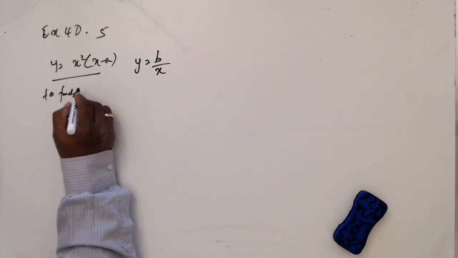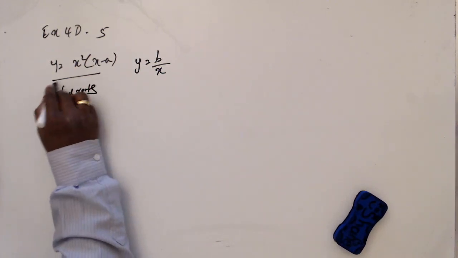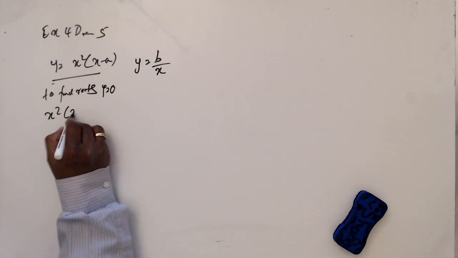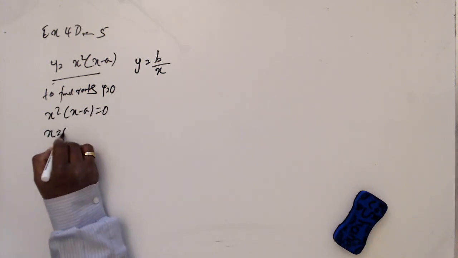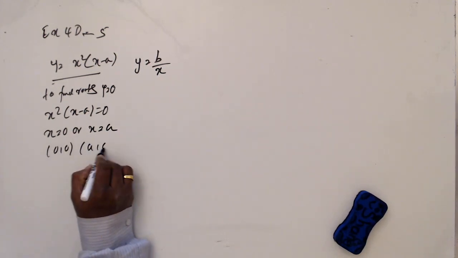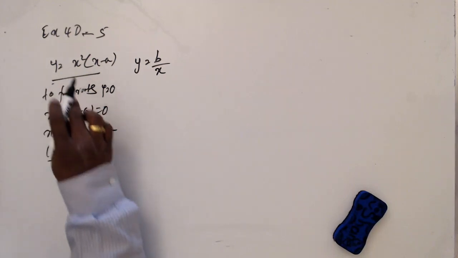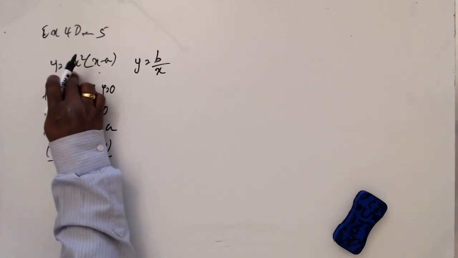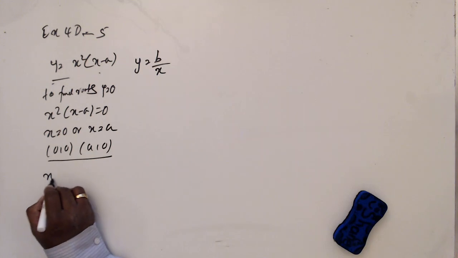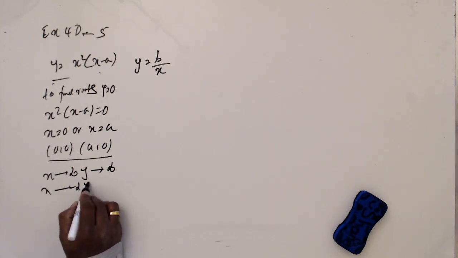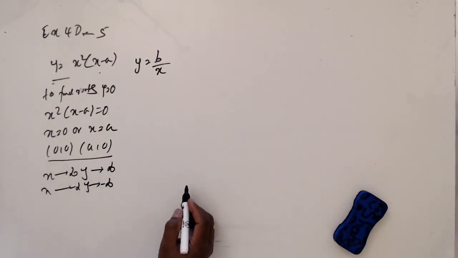To find roots, we are going to sketch this on number 5. y equals 0, then x squared times (x minus a) equals 0, x equals 0 or x equals a. (0, 0) and (a, 0) are the roots. Now I can see the coefficient is greater than 0. It means x goes to positive infinity, y goes to positive infinity, and x goes to negative infinity, y goes to negative infinity. This is a standard graph.